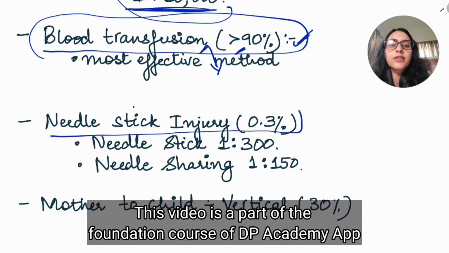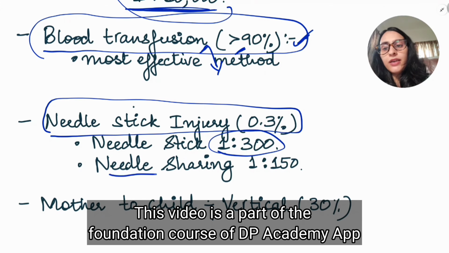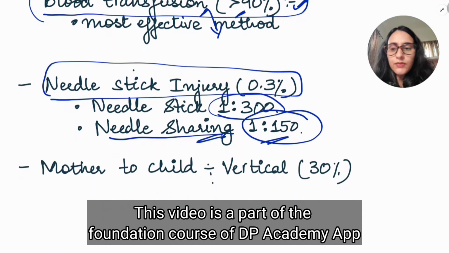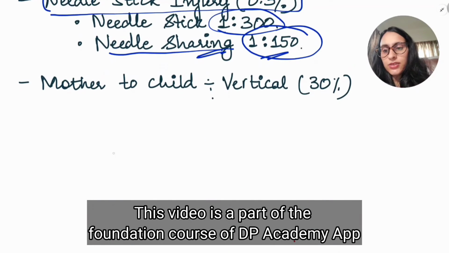Another way of transmission is the needle stick injury. Either by accident, you have pierced your skin with an HIV person's needle. So needle stick injury can be seen in the healthcare worker. Incidence is 1:300. But needle sharing, for example, in case of IV drug abusers, we commonly see it is more prevalent. That is, the risk is high. That is 1:150.